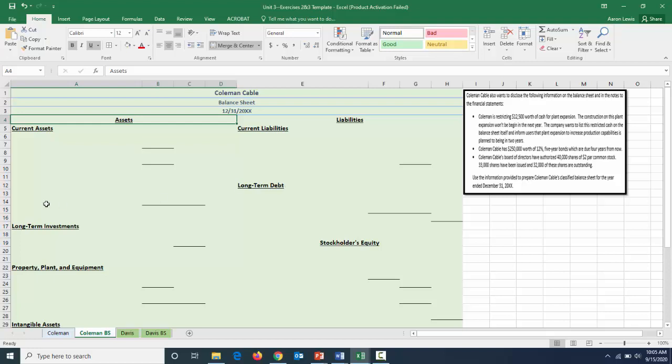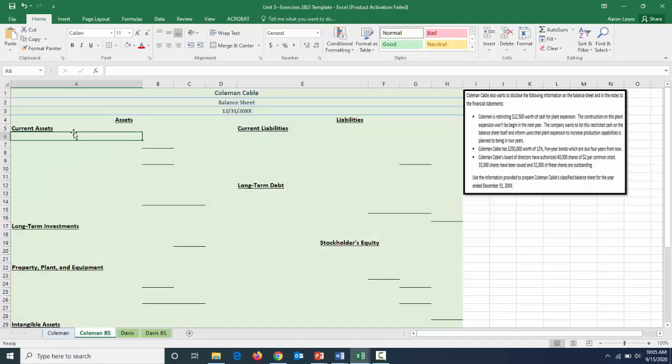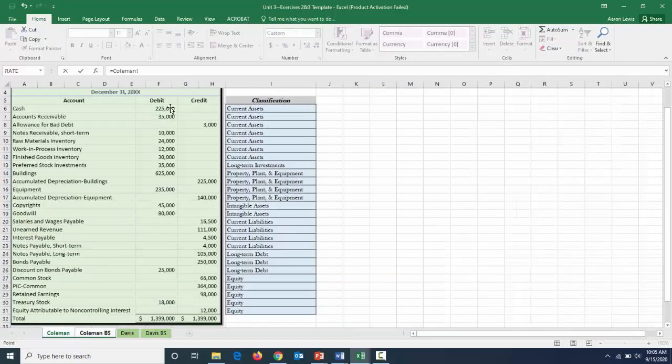The first section we have, start on the asset side, and we're going to start with current assets. Again, if we go back to our list, we see that our first current asset was cash. So we are going to put cash into our current assets. So let's take about 5 spaces to start with, and we're going to put this in the left-hand column because it's going to have a contra account tied to it. How much cash does Coleman Cable have? Go back to our information. We see they have $225,000 in cash.